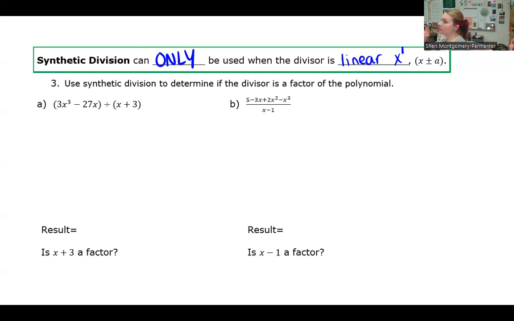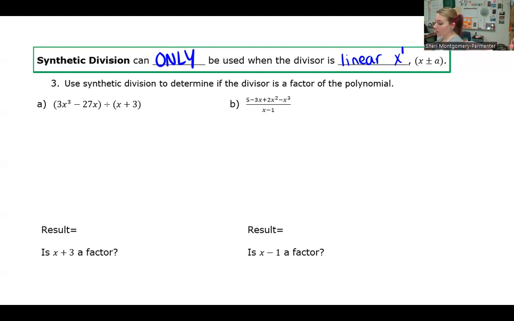There are 2 types of division that we're learning. We've got long division, which we did on the front. Synthetic division, you're probably going to like it. It's faster, it's easier, but it only works with linear terms. So it only works with linear terms. The things that we did on the front.